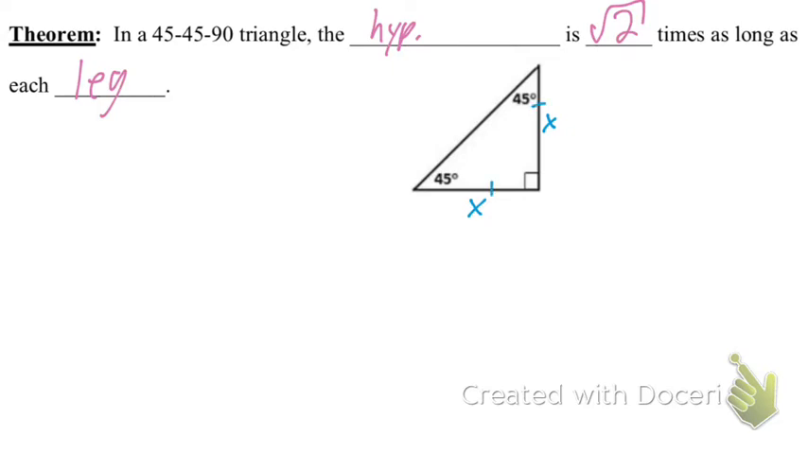Okay. Now, how would I go from either leg? Let's say I want to go from this bottom leg. How would I get there? How would I go for the hypotenuse from the leg? What operation would I do?